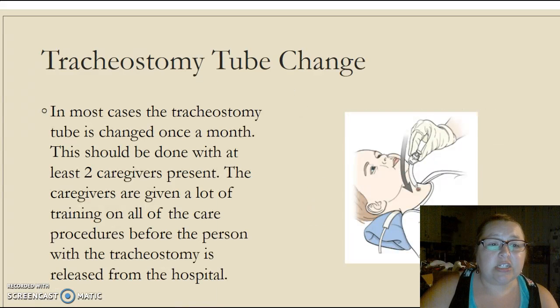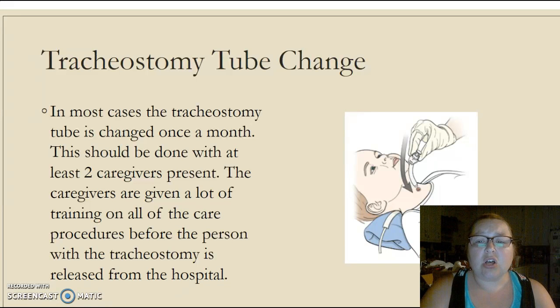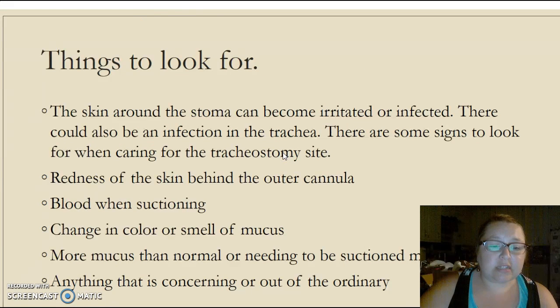Tracheostomy tubes need to be changed every 28 to 30 days, so once a month. This is done with at least 2 caregivers present. The caregivers are given a lot of training on all the care procedures before the person with the tracheostomy is released from the hospital. Often with patients, they are there for many days, so a lot of practice is done with caregivers.